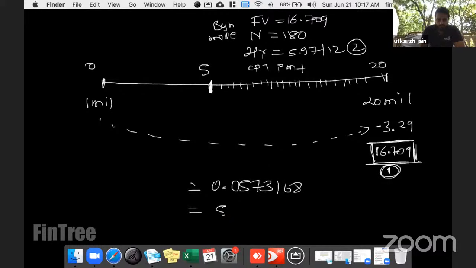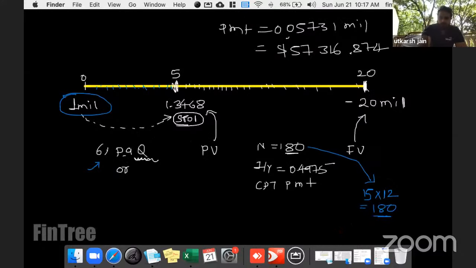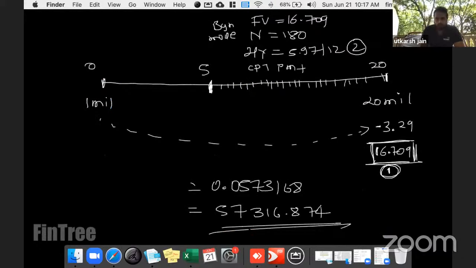0.0573168, which is nothing but 57,316.874. The answer should match with precision because we are using the memory function of the calculator. Got it?